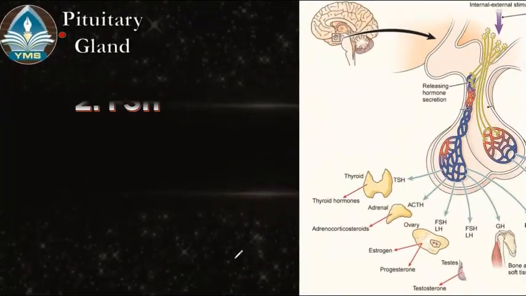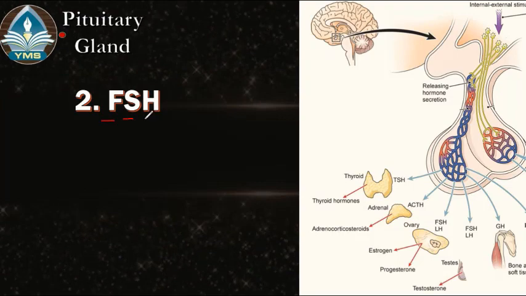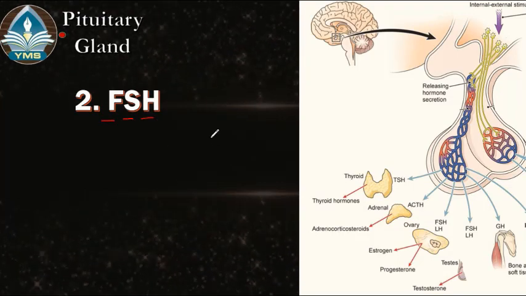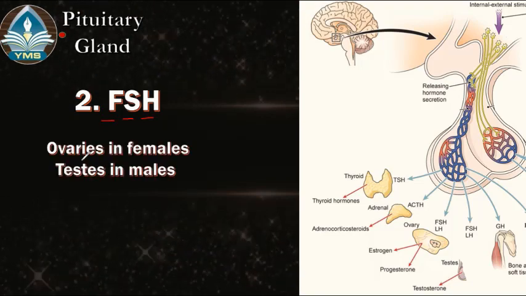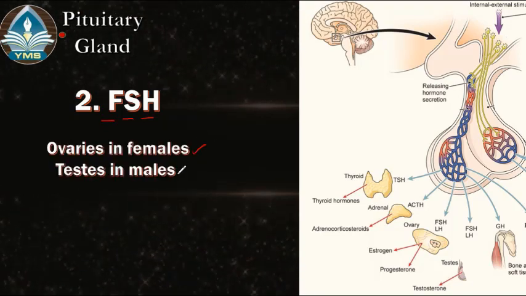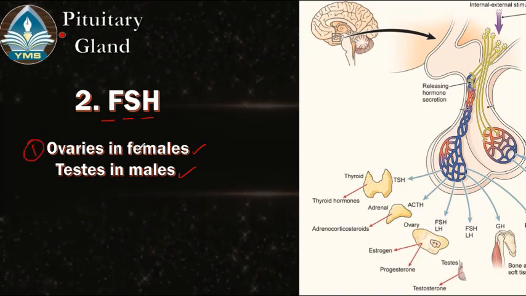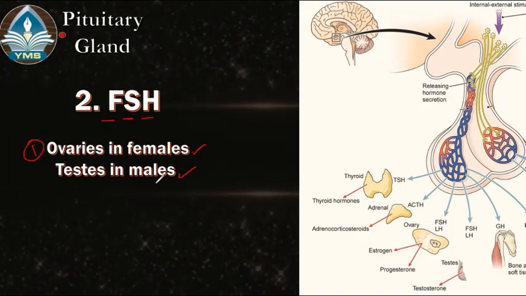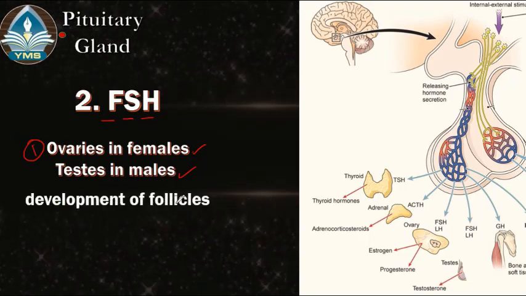The second hormone here we have is FSH, or follicle stimulating hormone. So what does it target? The target organs of this hormone are the ovaries in female and the testes in male. First of all, let's see what it does when it targets the ovaries of the female. It helps in the development of follicles.